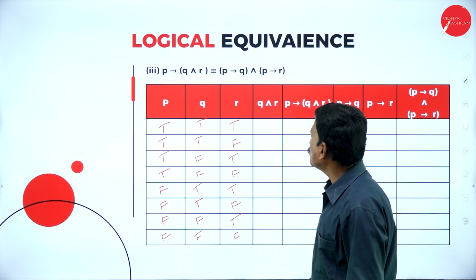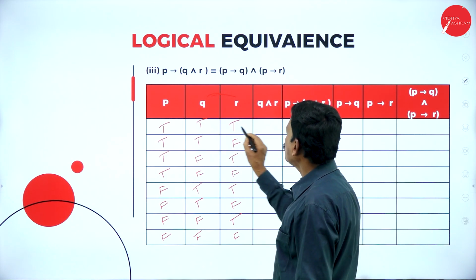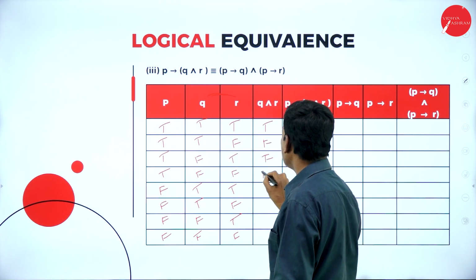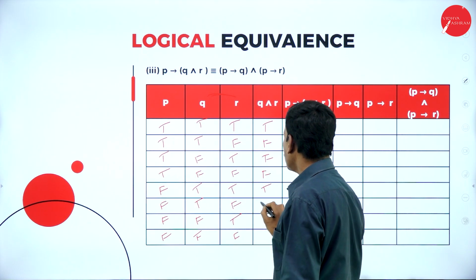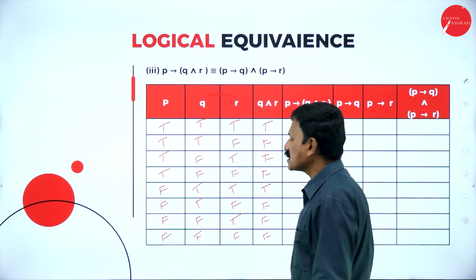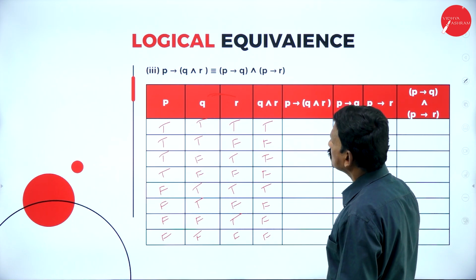Right. Now, conjunction for these two, Q and R. So, true and true is true, true and false is false, false and true is false, false and false is false, true and true is true, true and false is false, false and true is false, false and false is also false.